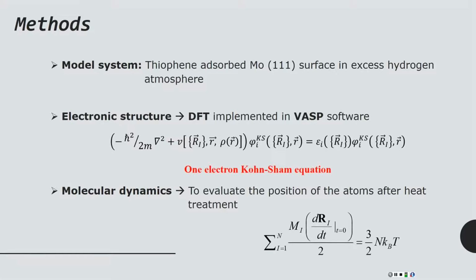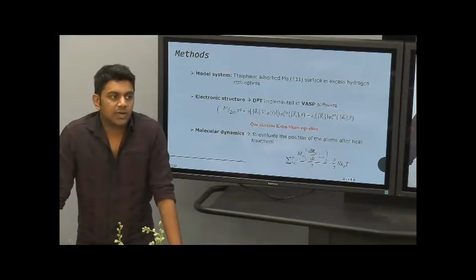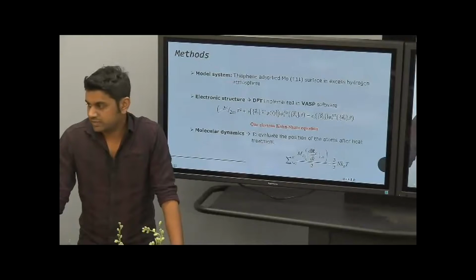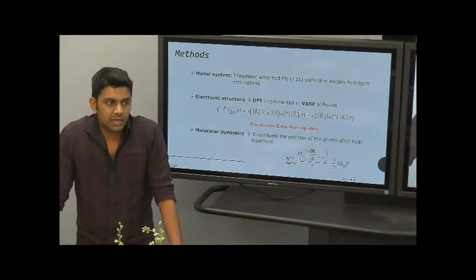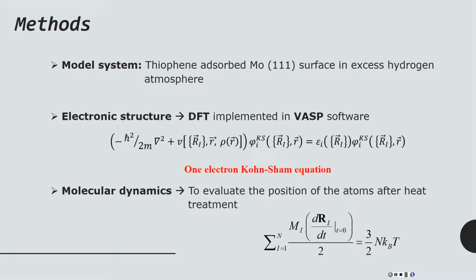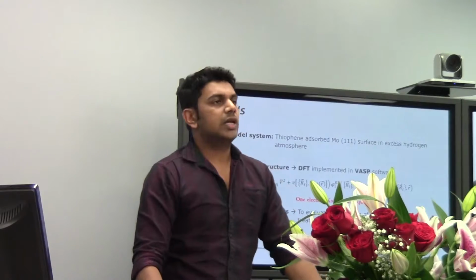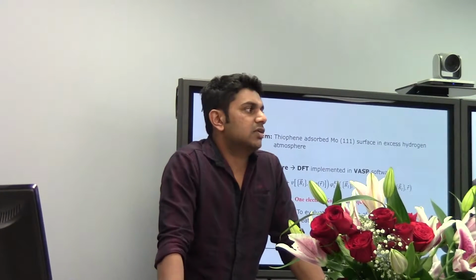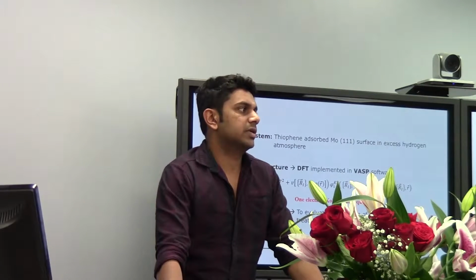In this study, as the model system, a thiophene molecule adsorbed on a single crystalline body-centered cubic molybdenum surface with 24 molybdenum atoms in an excess hydrogen atmosphere is used. The electronic structure of this model is determined using density functional theory, which is implemented in VASP software. Molecular dynamics simulations have also been used to study the evolution of the position of atoms during heat treatments.